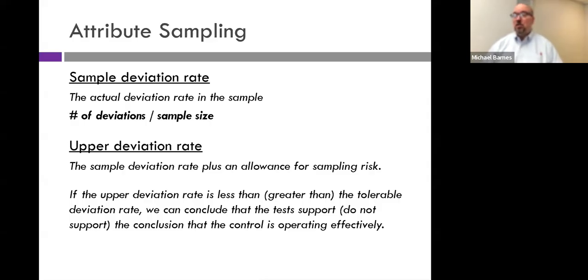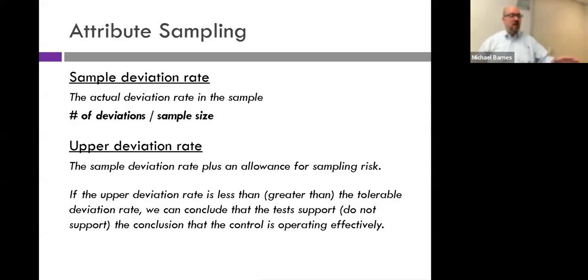So if I test my population, say I do a sample of 100 items, I send out 100 confirmations to customers, and I get 2 deviations back, two exceptions that I consider to be legitimate exceptions. My sample deviation rate is 2%, 2 divided by 100. That's all there is to it, all right?